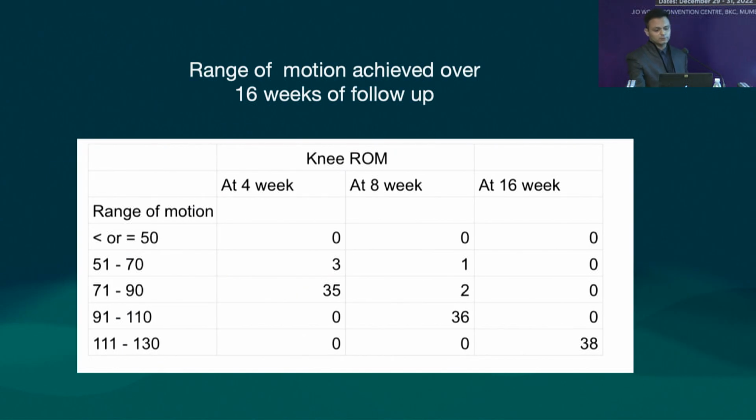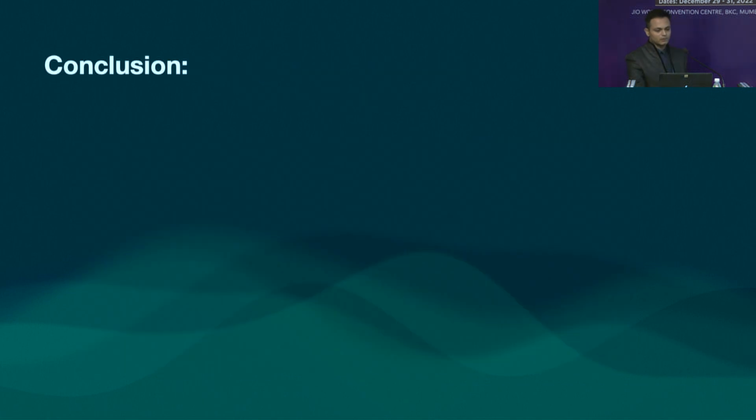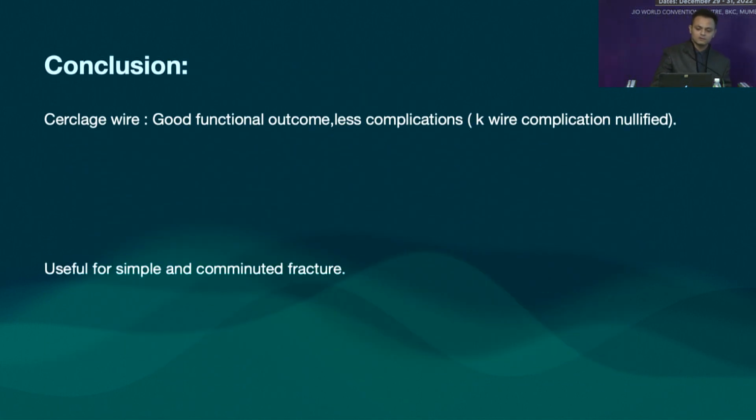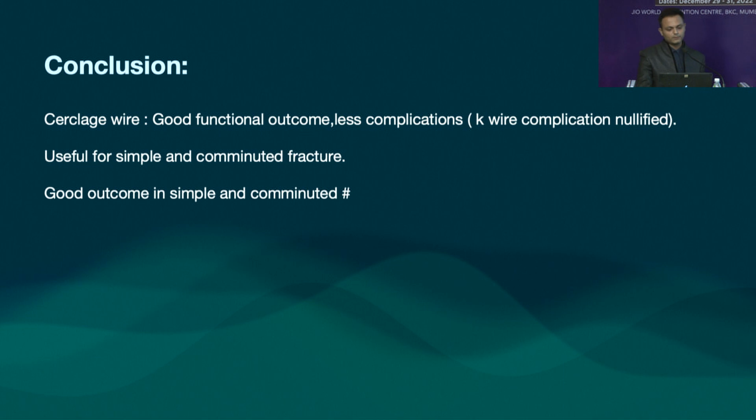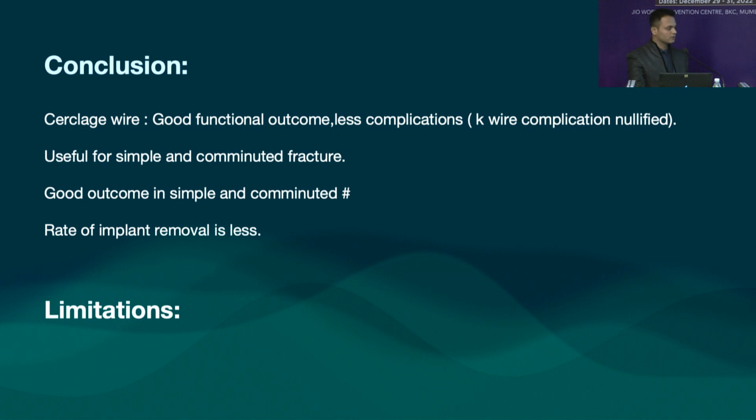This is the range of motion over 4 weeks, 8 weeks and 16 weeks. At the end of 16 weeks, in the 30th patient, we achieved around 130 degrees of range of motion. To conclude, this method gives good functional outcome and fewer complications. K-wires are not used, so those complications are nullified. It is useful in simple as well as comminuted fractures, with good outcome in both. The rate of implant removal is less.